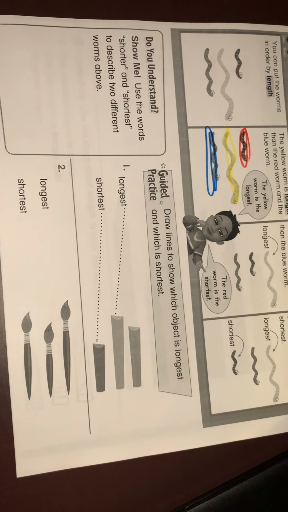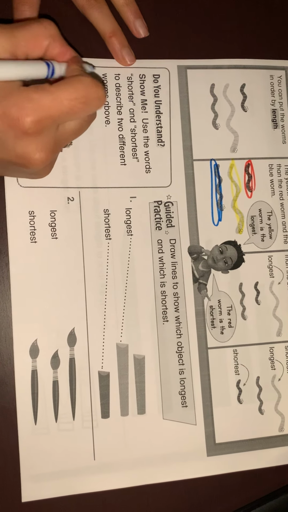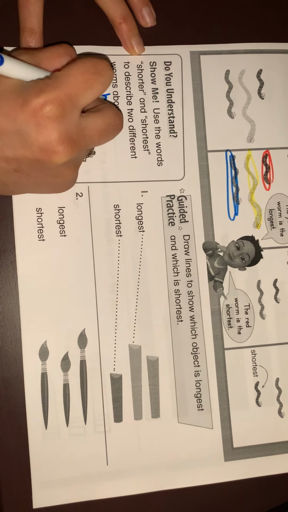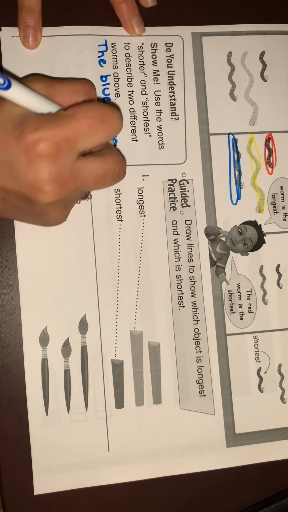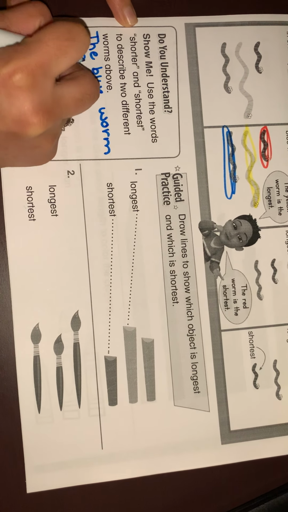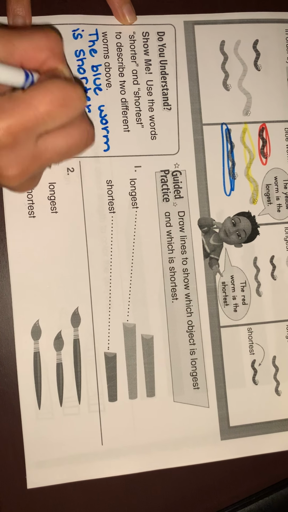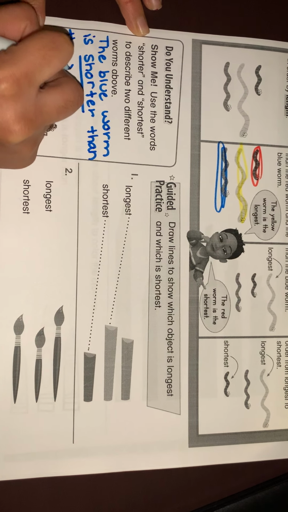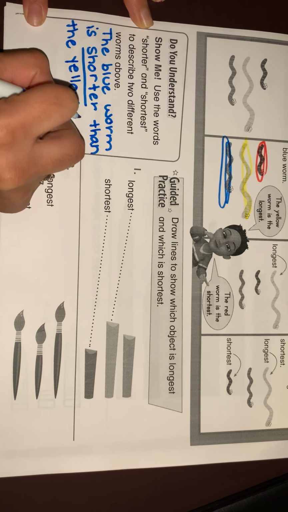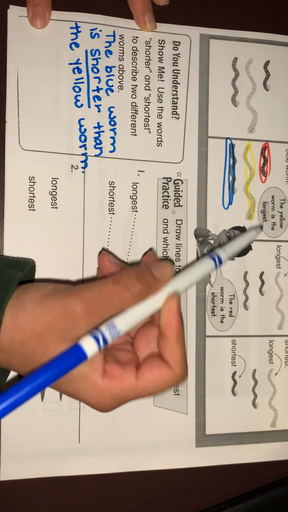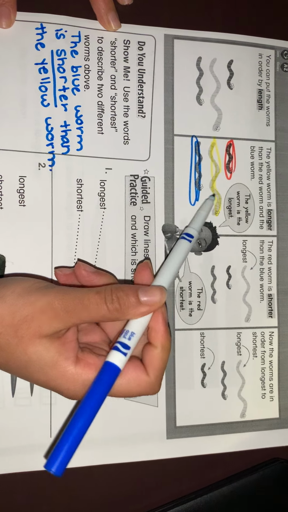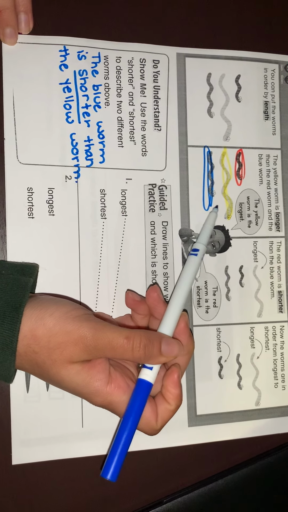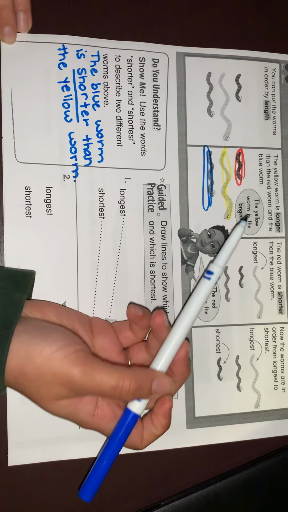So I'm going to start by describing the blue worm, and I'm using the word shorter, and I am going to say the blue worm is shorter, and I'm going to underline the word than the yellow worm. I know it's not shorter than the red worm because the red worm is the shortest. So that is the only shortest one. But I know it's shorter than the yellow one because the yellow one is the longest.